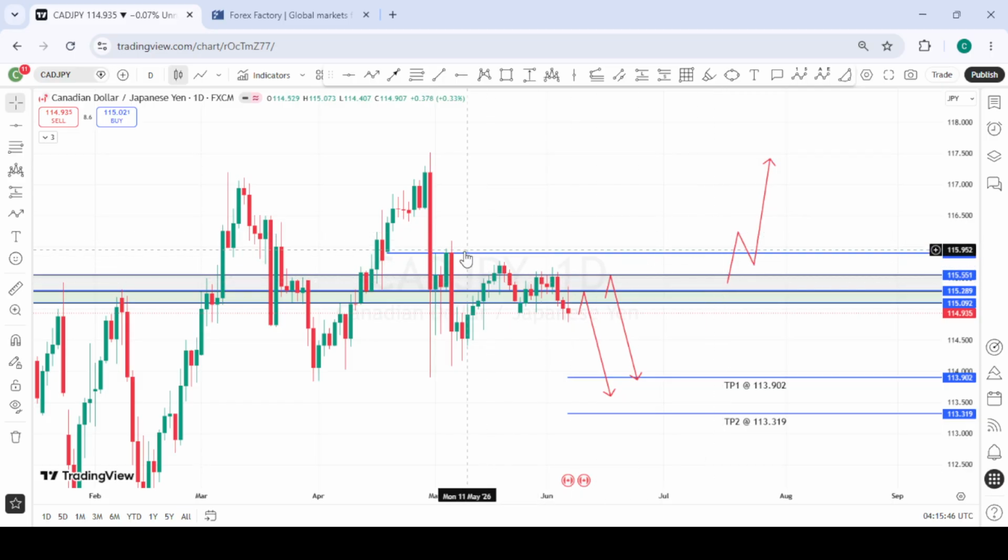If price is able to break above this structure point, this daily structure point we have here, then we know we have shifted bullish, and we'll consider the bullish side of things for CADJPY.